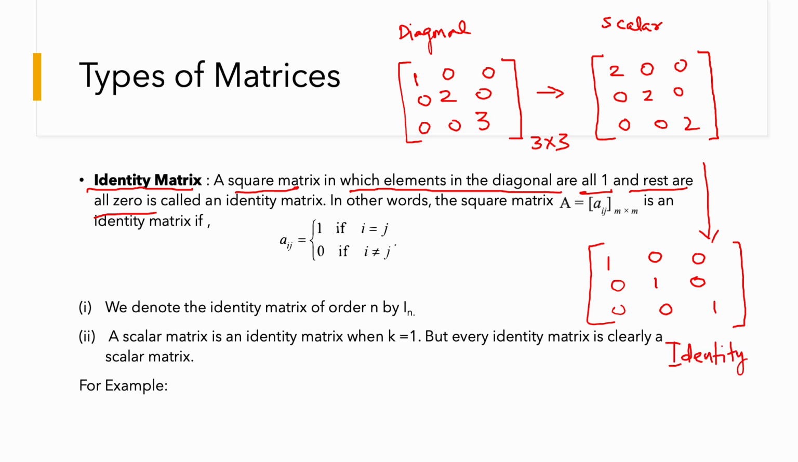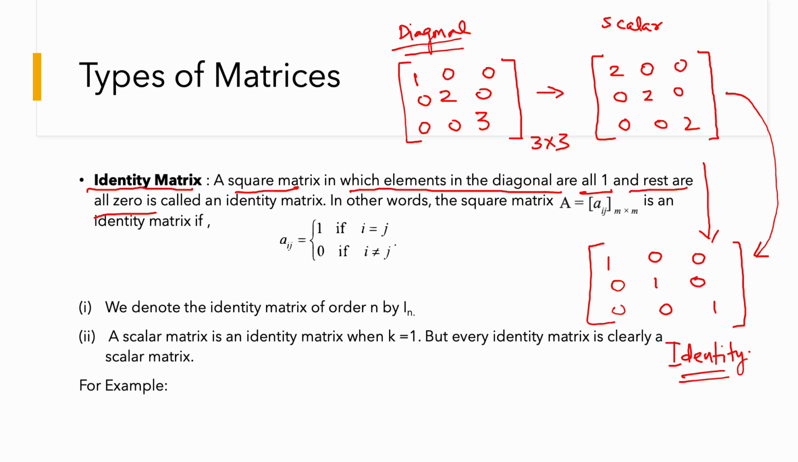So any identity matrix by default is a scalar matrix. All scalar matrices are not identity matrices. The reason is, for a scalar matrix to be an identity matrix, the elements on the diagonal have to be 1. So all identity matrices are scalar matrices, but all scalar matrices are not identity matrices, right? Both scalar and identity matrices are diagonal matrices and they are square matrices by default.